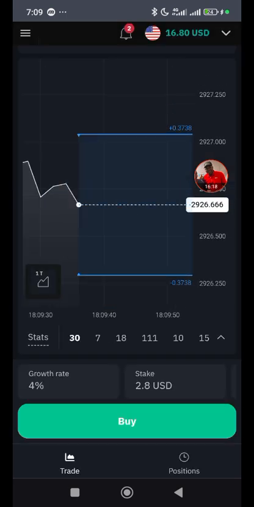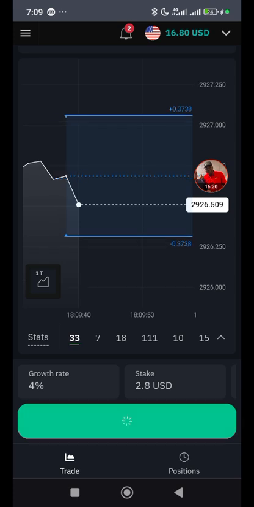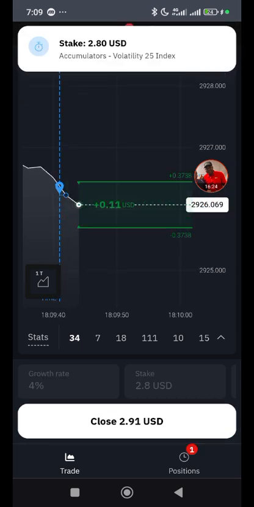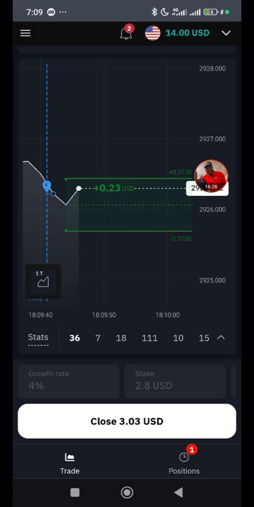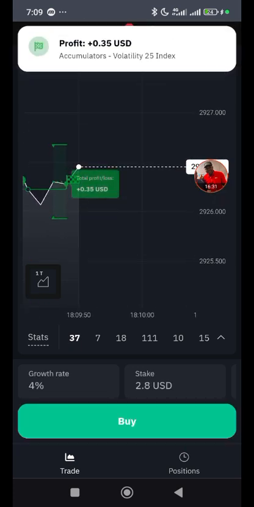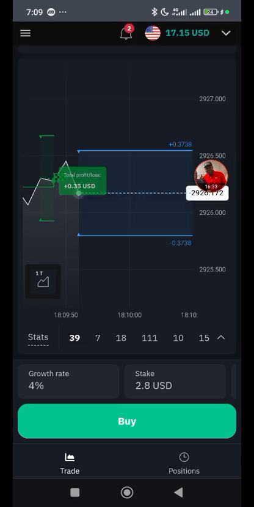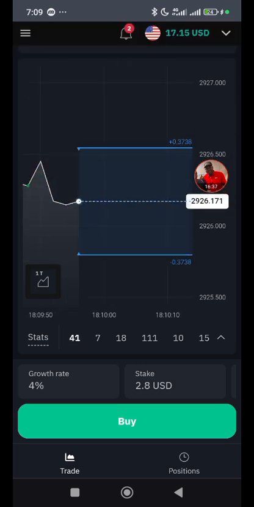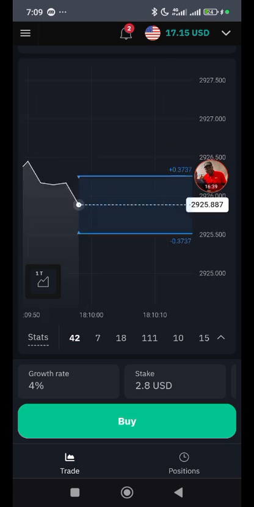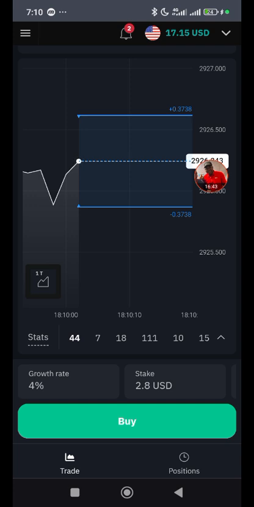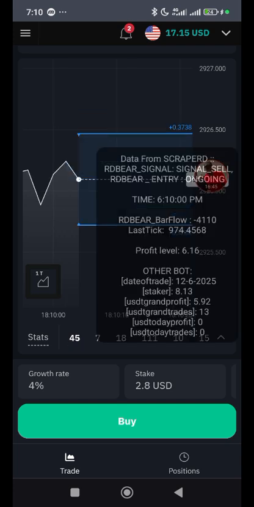For instance, let me see. I can make one entry. I've made one entry. 1, 2, 3. You can see 3 moves. What have I made? 35 cents. I'm done for the day. No more trading. I'm looking at the signal. I've seen the signal. I've done the signal.